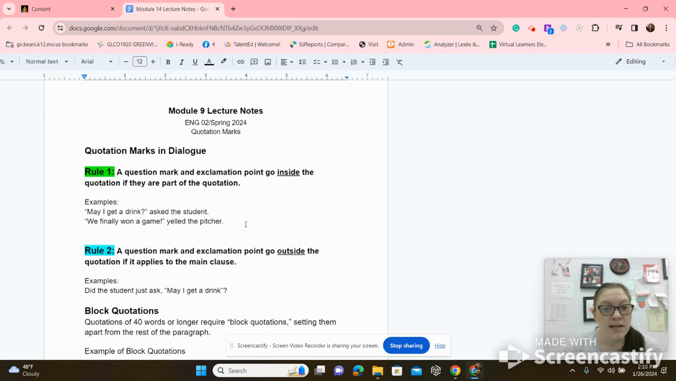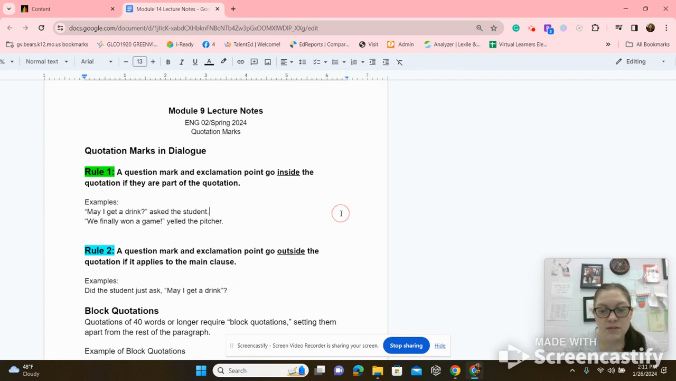A question mark and exclamation point can go outside the quotation if it applies to the main clause. Example, did the student just ask, "May I get a drink"? So if it's not part of the quotation, you are quoting what someone else said, and you are just asking for clarification. Did the student ask this? Then in that case, it does not go inside, it goes outside.